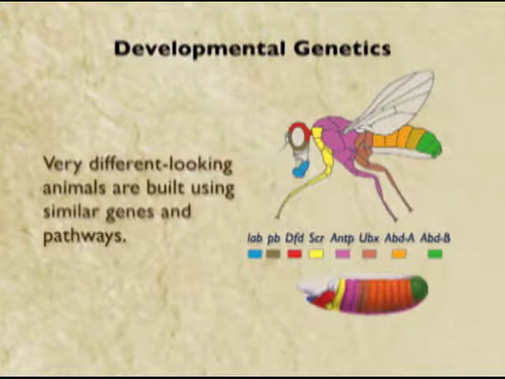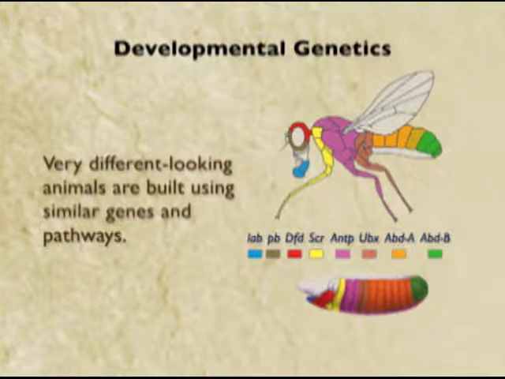Finally, very different looking animals are actually built using similar genes and pathways. One of the most striking examples of this was originally found in research in Drosophila, the fruit fly. Drosophila has a whole set of key developmental control genes called Hox genes. These genes occur in clusters along the chromosome, and the expression pattern of the genes in the embryos is related to their position along the cluster.